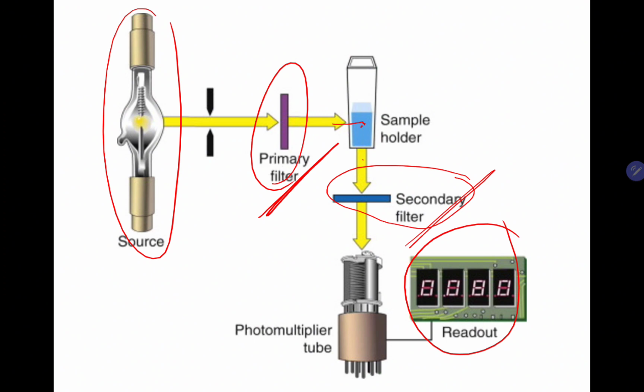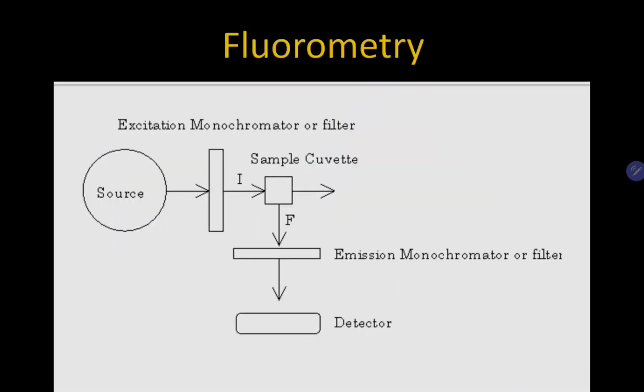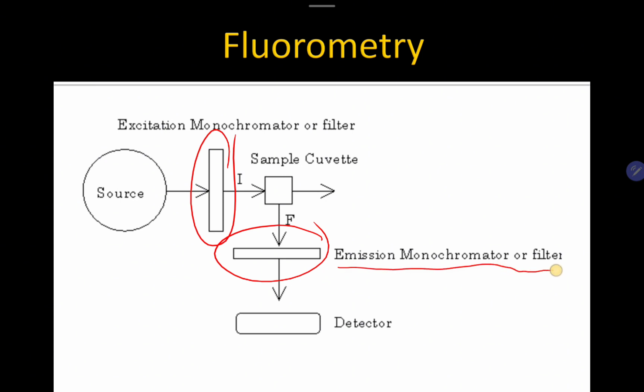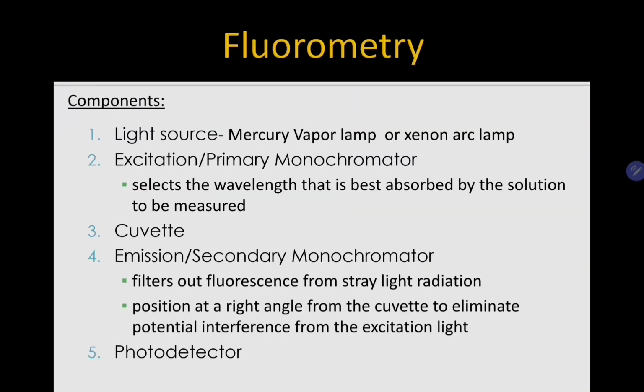Okay, para meron pa kayong mas simpler na diagram here, meron tayong light source. Here is your initial light, after the primary filter, secondary filter, or the emission monochromator or filter pa rin, and then photo detector, using the photo multiplier tube. Okay, so let's try to understand the different components of your fluorometry. Okay, so light source, mercury vapor lamp or xenon arc lamp, ang excitation or your primary filter natin, it select the wavelength that is best absorbed by the solution to be measured. So depende na kung anong i-input ninyo na gusto nyong titignan.